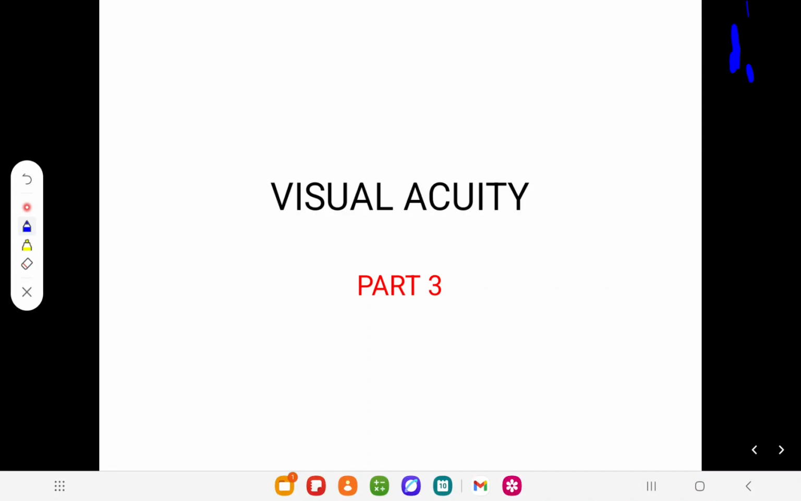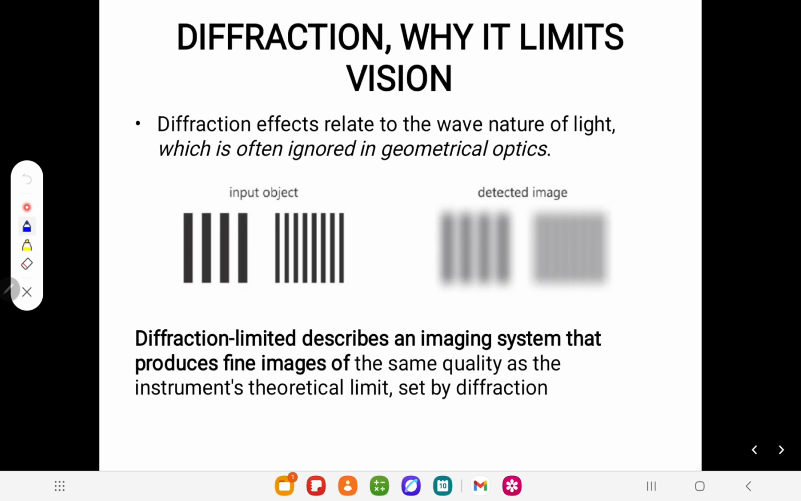Okay, so visual acuity, I think part three. I don't know, visual acuity will take 10 parts. Let's see, start here with a small topic. I think today's presentation is also 7 or 8 slides longer.